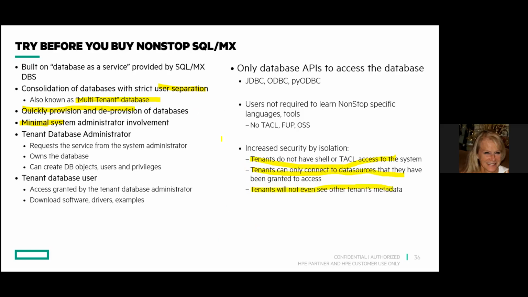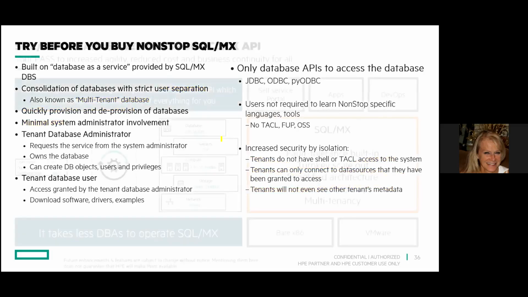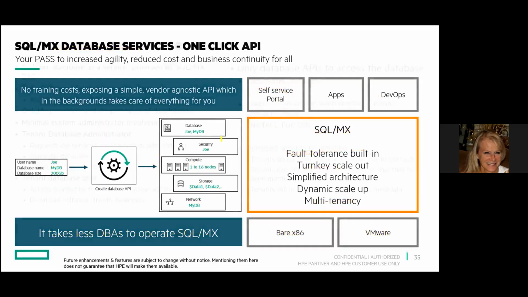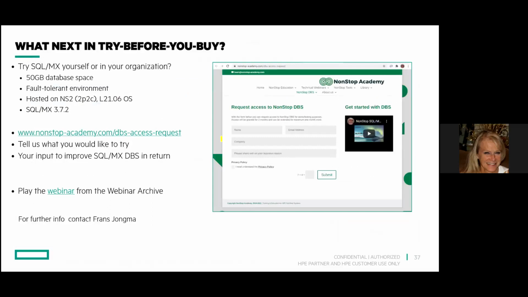So can you go to the next slide, please? Because this is the offer that we have here. If you think this is an idea for you, you can go to Nonstop Academy and fill in the form, and you will get 50 gigabytes of space. And actually, you will have a partitioned database, so it mimics multiple volumes, so you can see the parallelism.